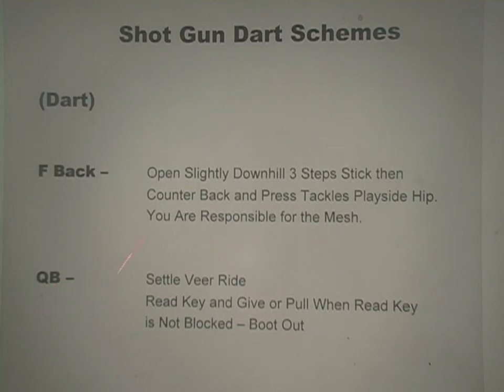The quarterback is going to settle when he takes the shotgun snap at 5 yards. That's the depth of the back. Our toes are at 5. He's going to settle and take a veer ride. So he's going to reach the ball back to the F-back and ride the F-back with his eyes on the read key to indicate either give the ball to the F-back or pull when he reads the key. If the read key is being blocked, then there won't be a read.